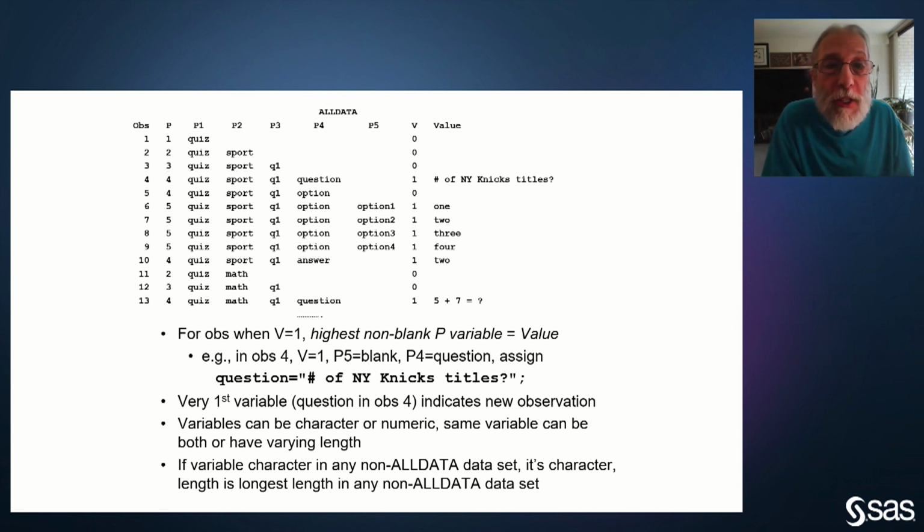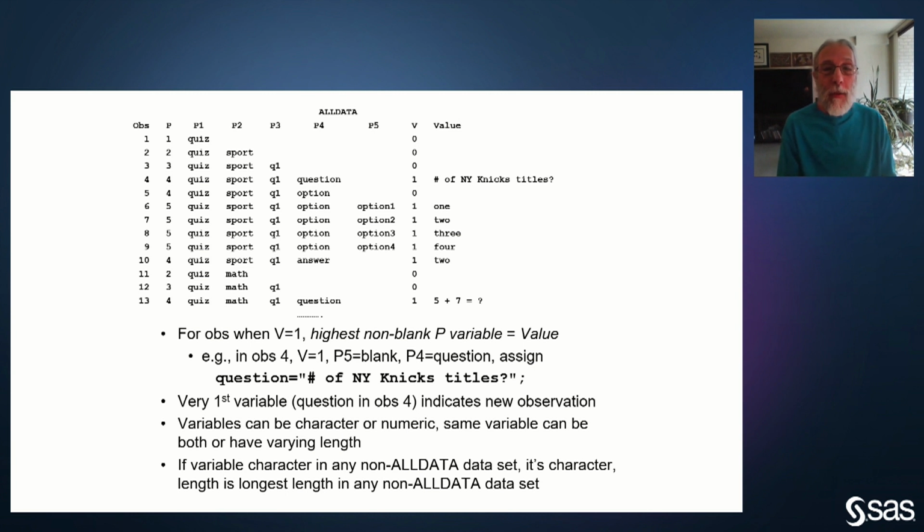And likewise in observation 6, where v is equal to 1, we're going to say option 1 equals the character string ONE. So we can basically work our way through the all data data set, and we can pick off all the values and just assign them to variables this way. I've got code that does this in detail in the paper.